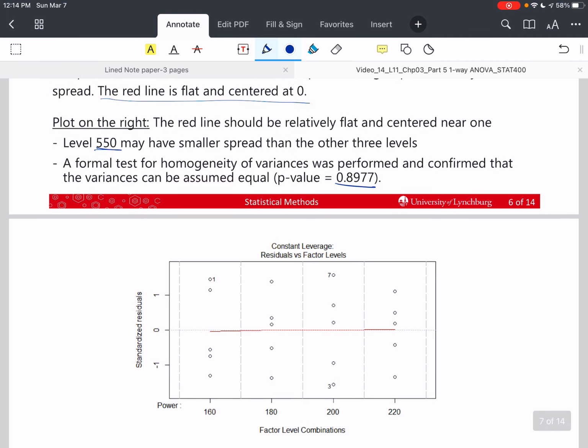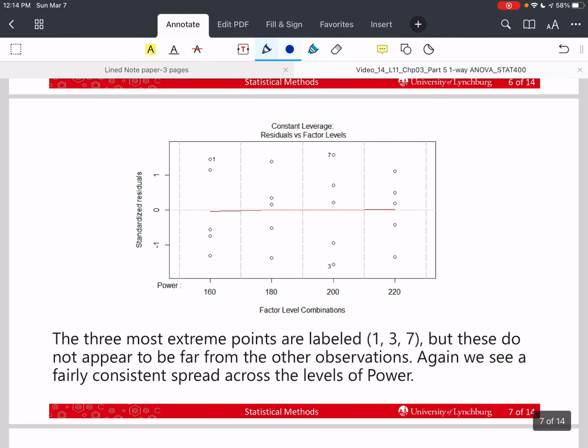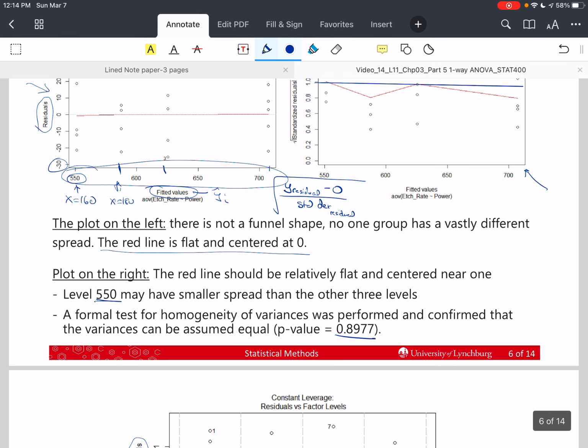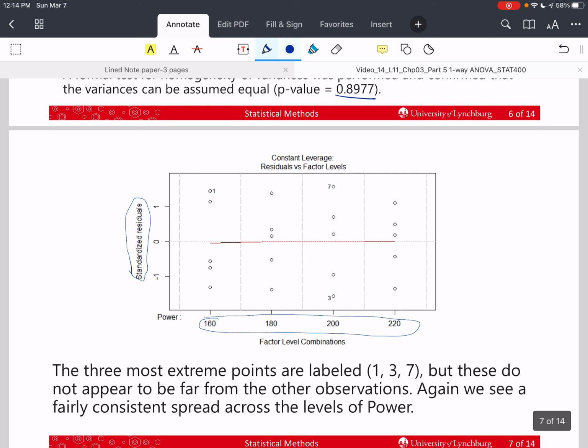Okay, so now we have something called constant leverage, and these are the standardized residuals plotted for the x values, the factor levels, the combinations of the factor levels. So at 160, 180, 200, and 220. It's going to look extremely similar if I did this with the fitted values. The scale would look like this now if I did that. And again, you see this line in the middle that's really close to flat and at 0.